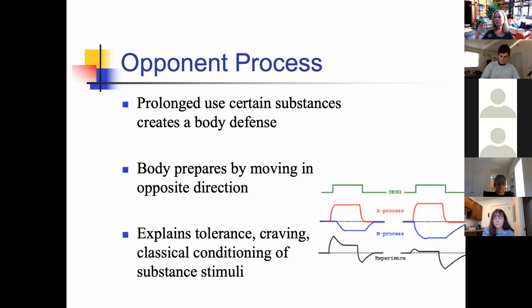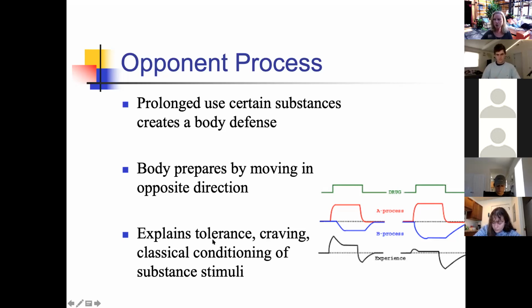So more and more of the substance, because the opponent process, we think physiologically, is really kind of interesting for us. It's an attempt to keep us from poisoning ourselves to death. It's the body's classical conditioning into the opposite direction. And again, this is only if people are using over and over again. This is not a one-time drug use. Body moves in the opposite direction. And this explains a lot of things for us.